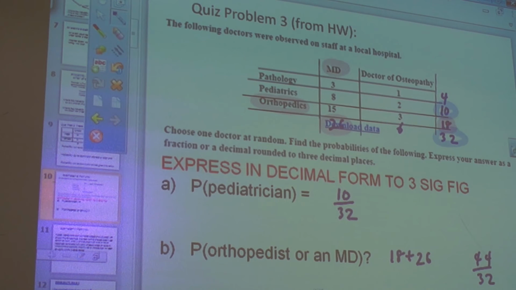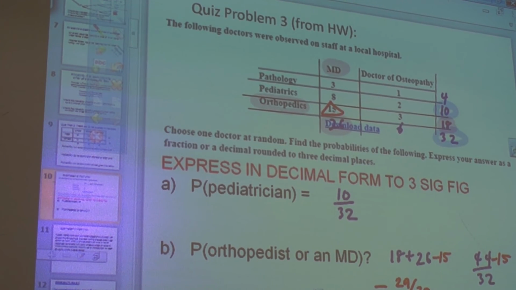They're not mutually exclusive, which means that what? They're overlapping. There's overlap. I've got to subtract the overlap. What's my overlap? 15, I've got to subtract the 15. So then that becomes what? 29 out of 32. There we go, that makes sense.